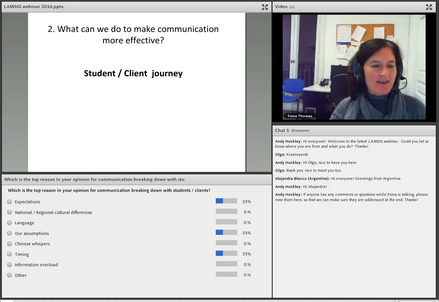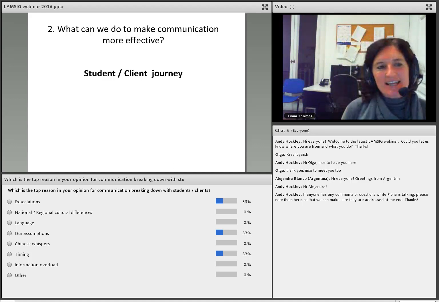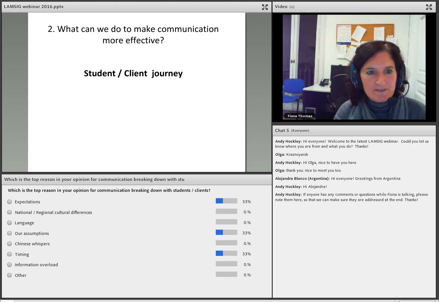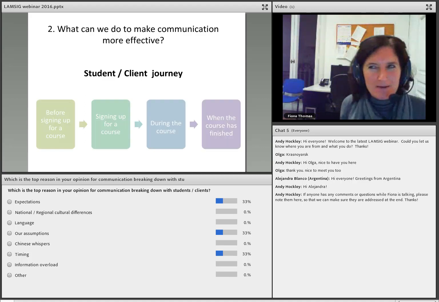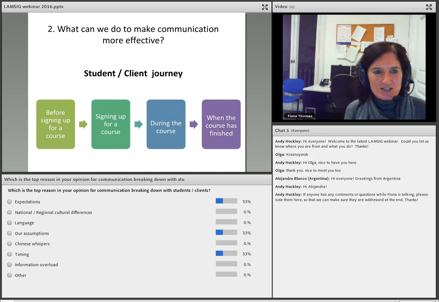So that's sort of the end of the first part, looking at the reasons why communications can break down. So now we're going to move into the second part, which is looking at what we can do to make communication more effective. Now, the tool that I use a lot, and in fact it was Andy Hockley who introduced this tool to me, I think maybe 3 or 4 years ago. It's a brilliant tool. It's called the Student Client Journey, which I don't know if you've heard of.